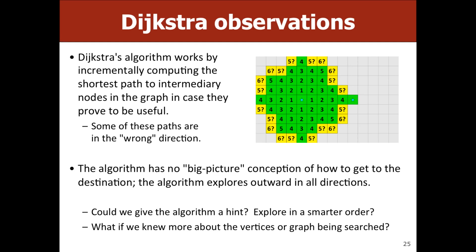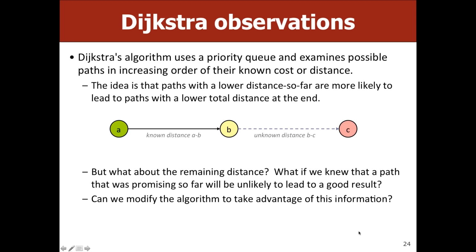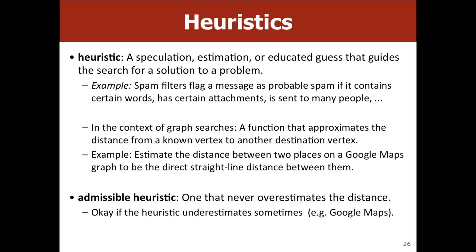So the idea is, let's try to give the algorithm some hint about this unknown distance from B to C, and maybe that can let us make more intelligent decisions than just blindly walking in every direction. In order to do this, we're going to use something called a heuristic, which is a metric that's a guess for some unknown distance. Obviously, if we knew the distance, we could just use that, but that's what we're trying to solve. So it's just trying to come up with a pretty accurate guess.